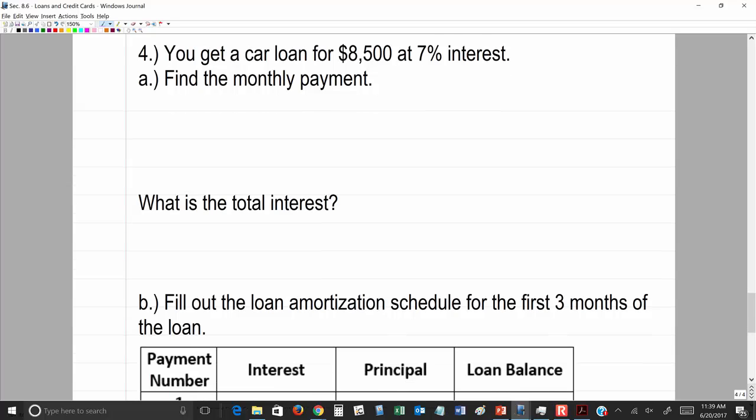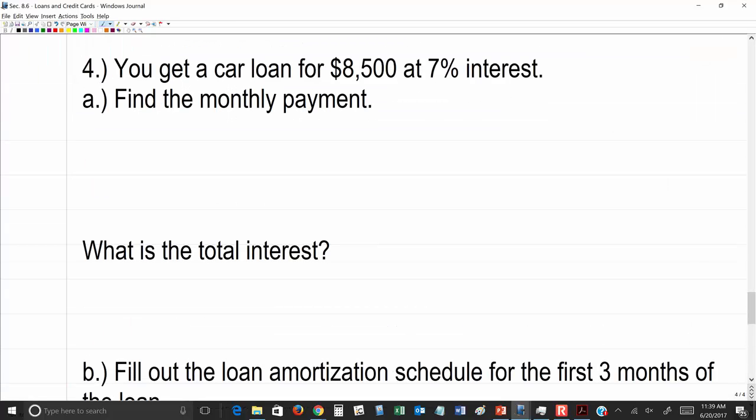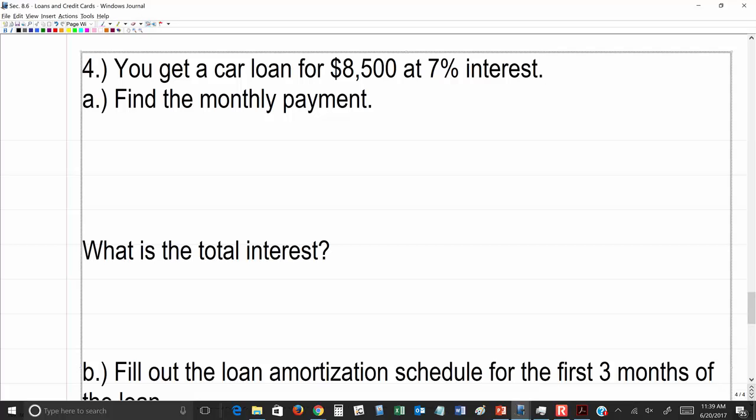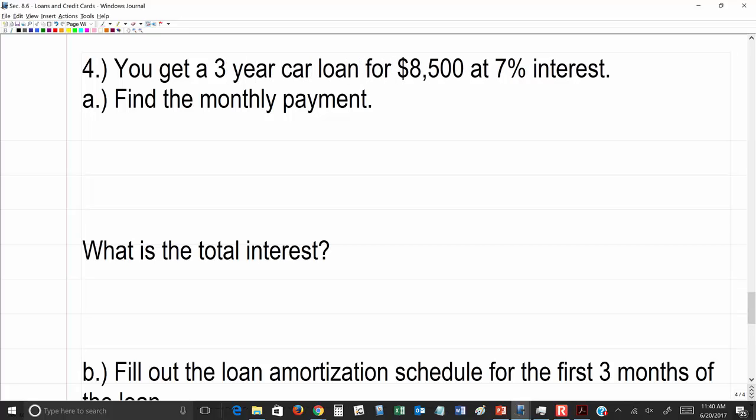Number 4 says if you get a car loan for $8,500 at 7% interest, find the monthly payment. So when I wrote this problem down, I did not provide all the necessary information. What am I missing? Yeah, how long the loan is for. So I think usually, when I did it before, I just did 3 years. So we'll do that. Let's say 3 years.